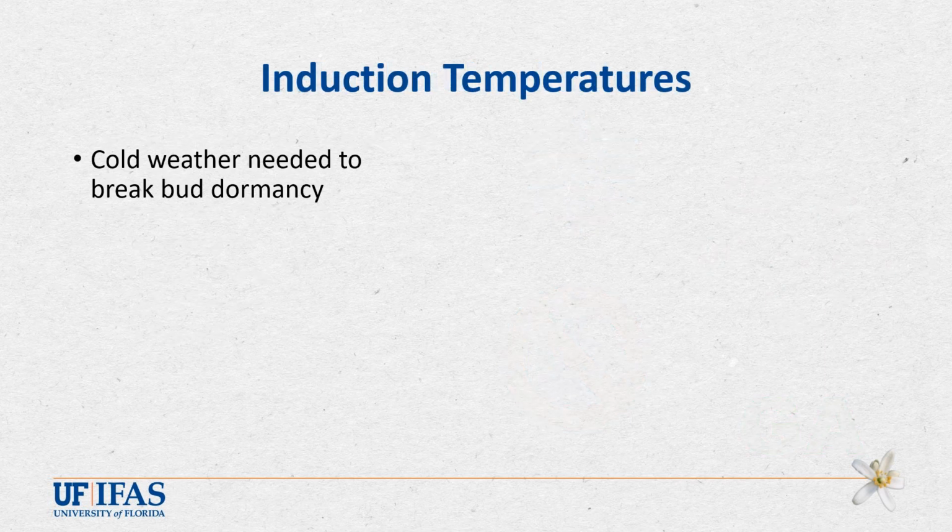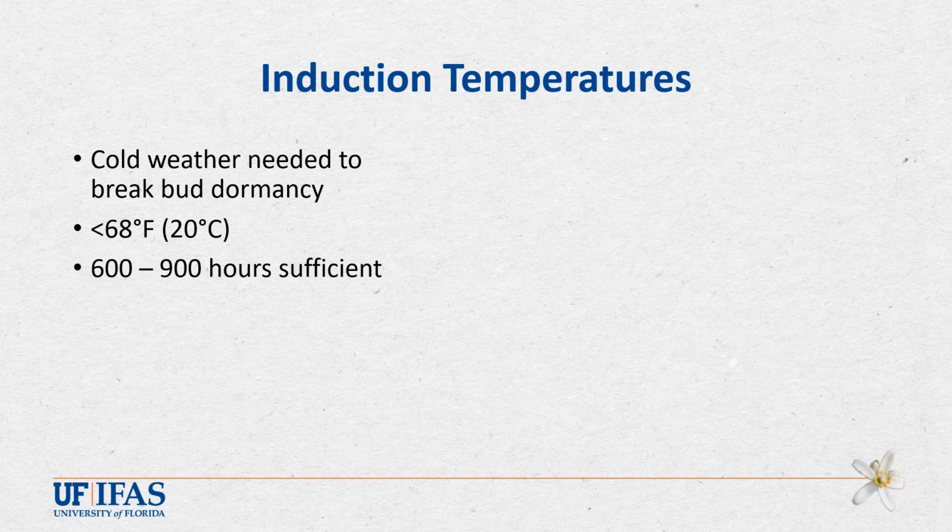Firstly, the changing temperature during fall and winter play an important role in breaking bud dormancy and regulating the shift from vegetative to reproductive growth. Specifically, the cooler weather during this period is needed to break bud dormancy. Generally, temperatures below 68 degrees Fahrenheit promote floral bud induction. Each hour below 68 degrees Fahrenheit contributes toward floral bud induction. These hours are called induction hours. Citrus buds will begin accumulating these induction hours around mid-November and continue to do so through the early winter.